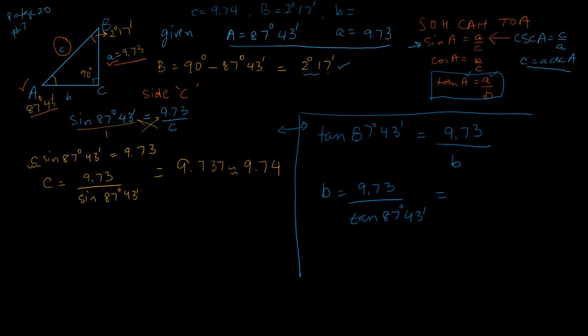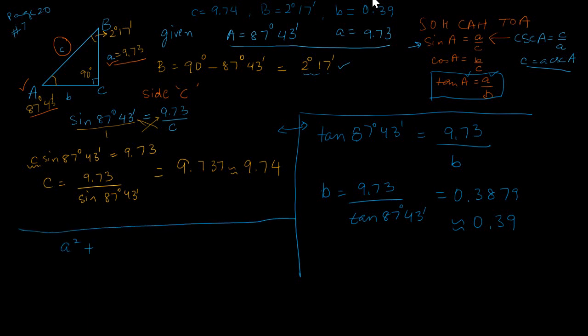Using our calculators, 9.73 divided by tan 87 degrees 43 minutes, we get 0.3879, or approximately 0.39. So that would be the measure of side B. Now if you want, you could use the Pythagorean theorem to find the missing side, and you should be able to get the same answer.